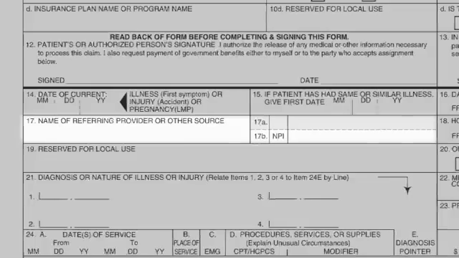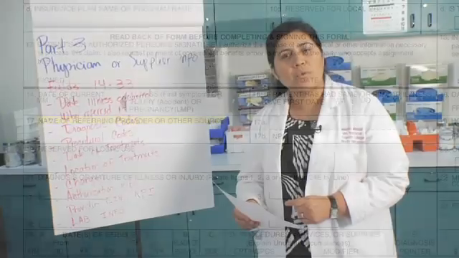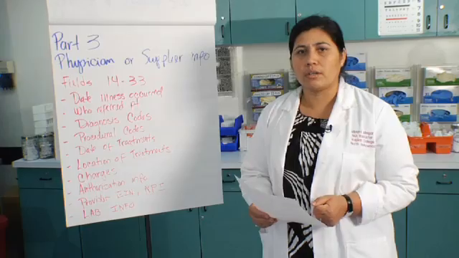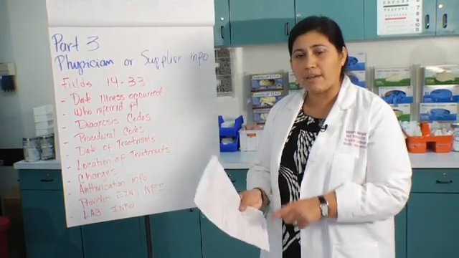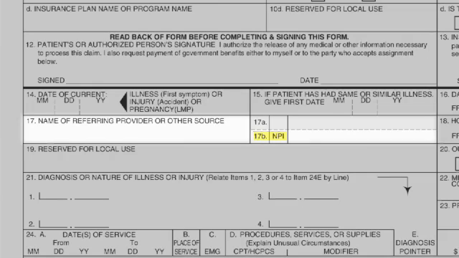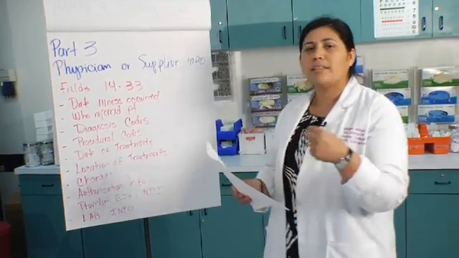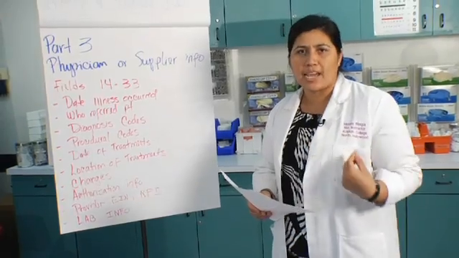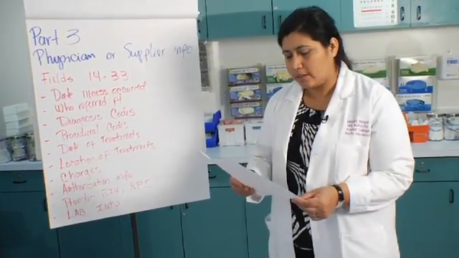Number 17, name of referring provider or other source. If the patient was referred to your office, you want to make sure that you put that information. But in addition to that, you have to complete 17B. That is the National Provider Identification Number, and that applies to the referring provider. That just tells the insurance companies that this provider referred the patient to this physician.